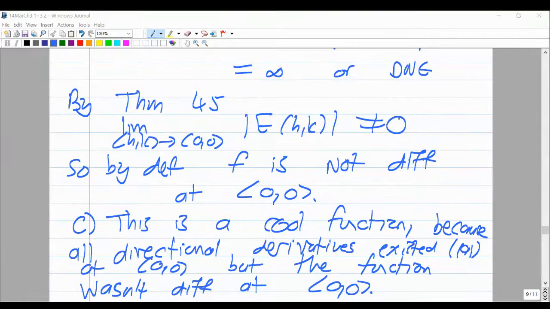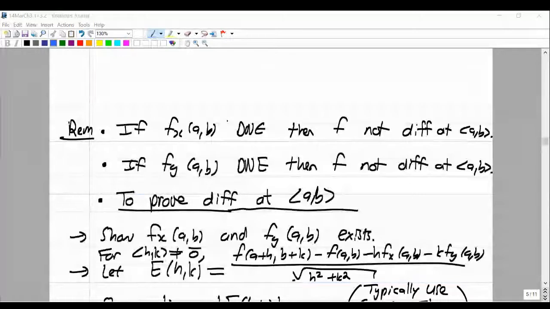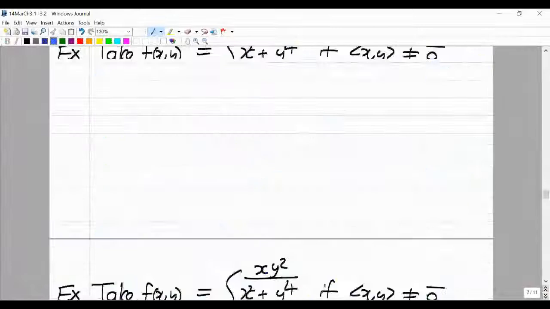This function is very important because it shows us that there are functions out there where all the directional derivatives exist. This is part A. I'm leaving this for you to do at home. But the function was not differentiable at the origin. So this is very important for our education in 218. Can I get a smiley face that you see my comment on page 5? You see my comment at the top of page 5. If one of them doesn't exist, we can stop proving differentiability. All right. So please make sure you make summaries of this work.